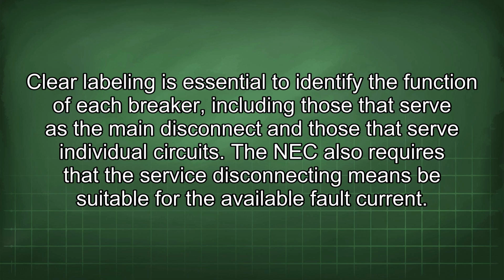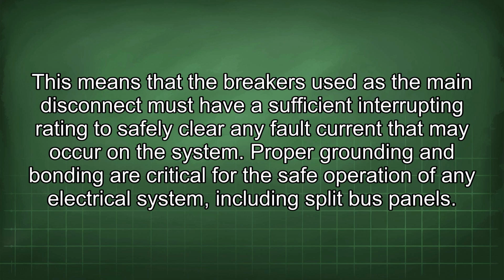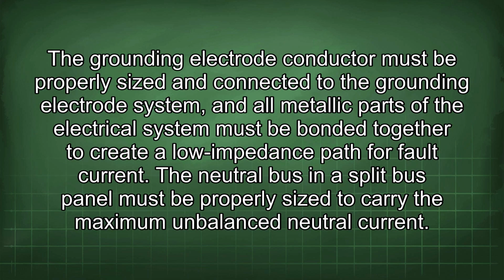The NEC also requires that the service disconnecting means be suitable for the available fault current. This means that the breakers used as the main disconnect must have a sufficient interrupting rating to safely clear any fault current that may occur in the system. Proper grounding and bonding are critical for the safe operation of any electrical system, including split bus panels. The grounding electrode conductor must be properly sized and connected to the grounding electrode system, and all metallic parts of the electrical system must be bonded together to create a low impedance path for fault current.